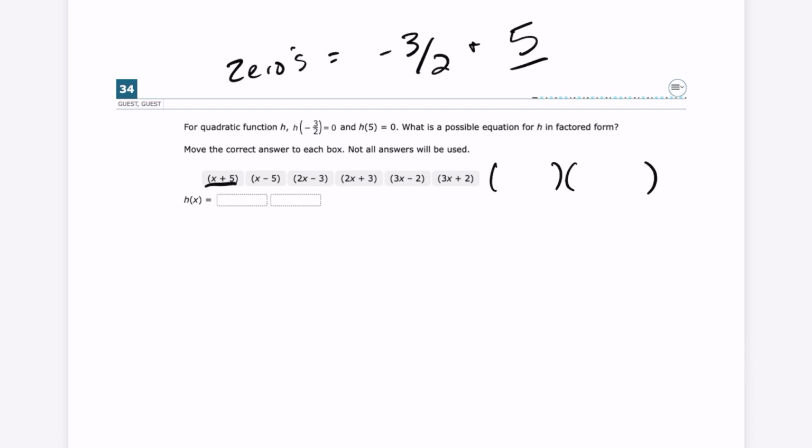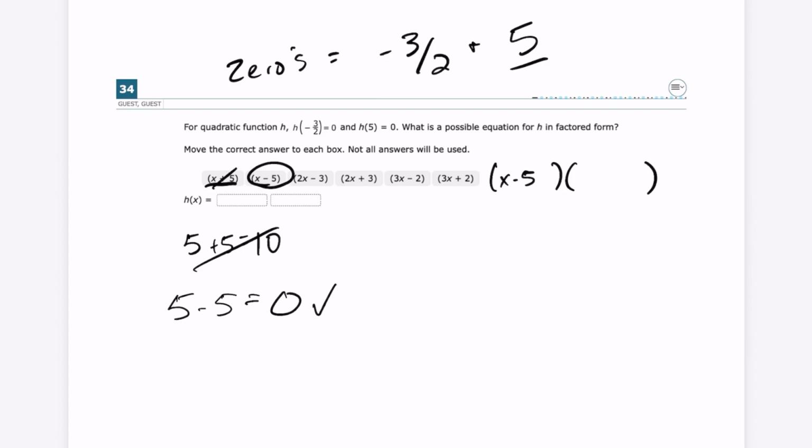So if I plug in 5 for x, I would get 5 plus 5, which is equal to 10. Okay? Now, obviously, that doesn't equal 0. So we know that that is not our answer choice, and we're going to mark that out. Next, we have x minus 5. And again, if we plug in 5 minus 5, this time, that is going to be equal to 0. Okay? So this time it does work, and so we're going to circle that one and go ahead and put that in one of our parentheses.